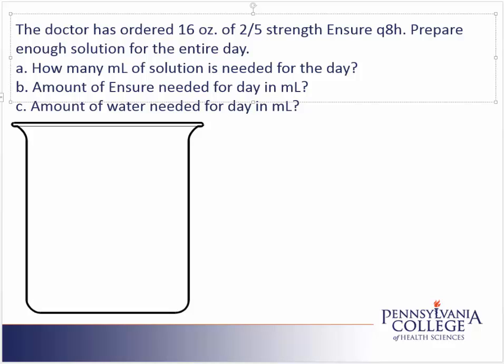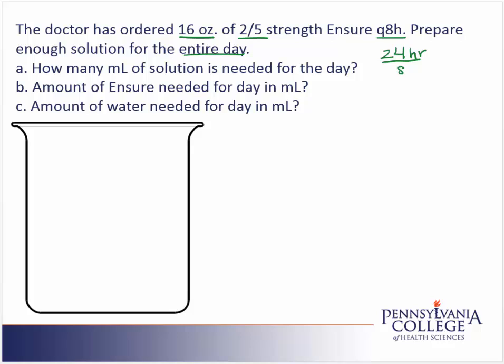So first, let's take a look at all the details that are given to us in this problem. First thing I notice is that the doctor has ordered 16 ounces, that it is to be 2/5 strength, and that it is to happen every 8 hours for the entire day. So I know that an entire day is 24 hours, and I'm to be giving this tube feeding every 8 hours, so I'll divide that by 8, and that gives me 3 doses per day.